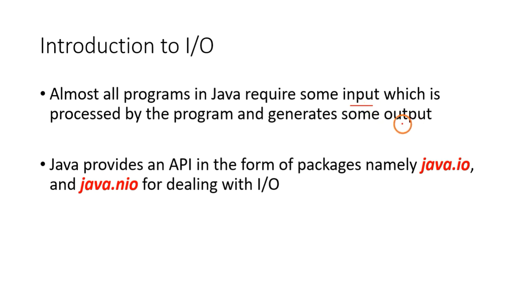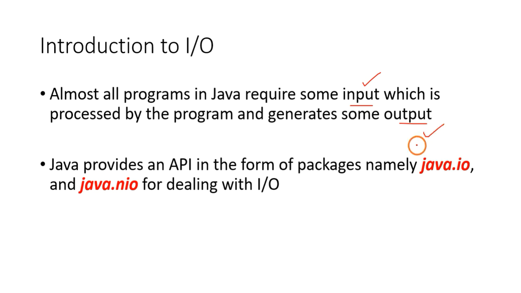The output can be displayed on the console in your system, or it can be stored or saved in a file, or it can be sent to another system on the network. So you should know that there are multiple sources of input and multiple sources or destinations for output.